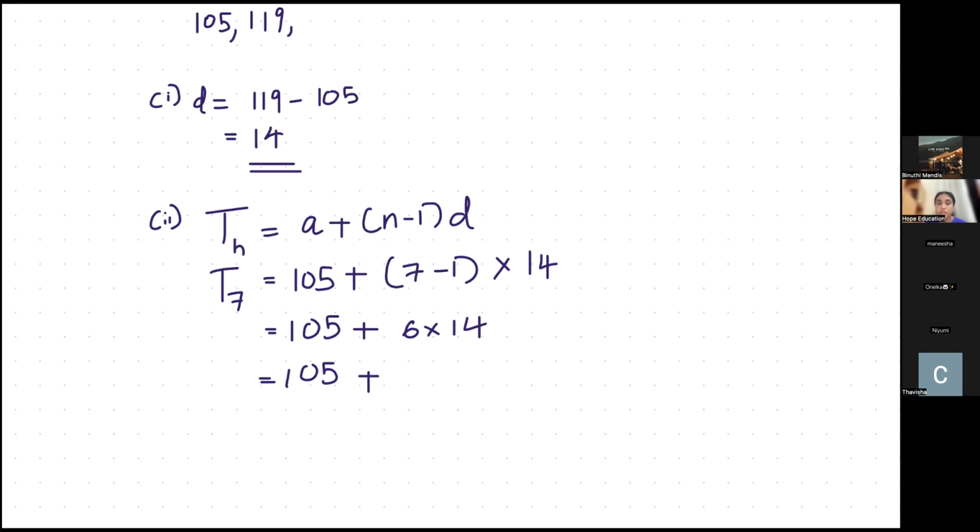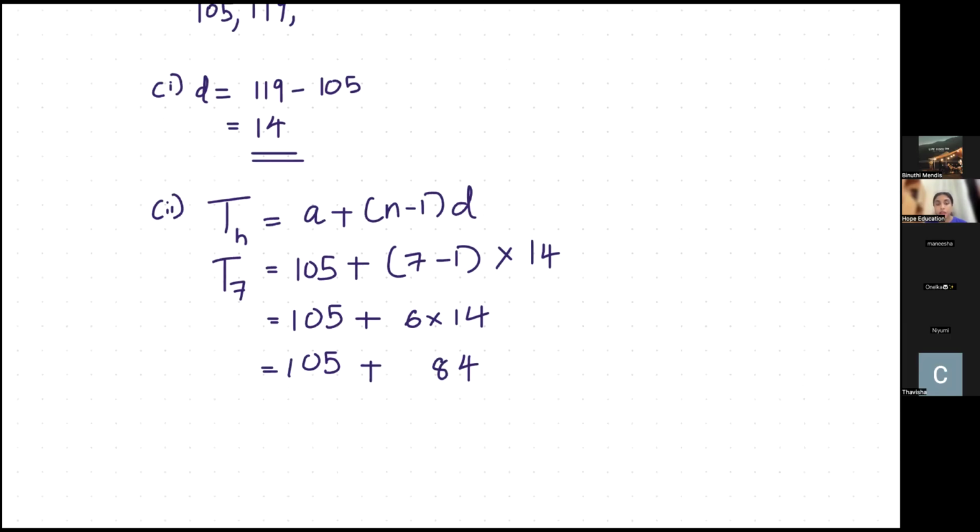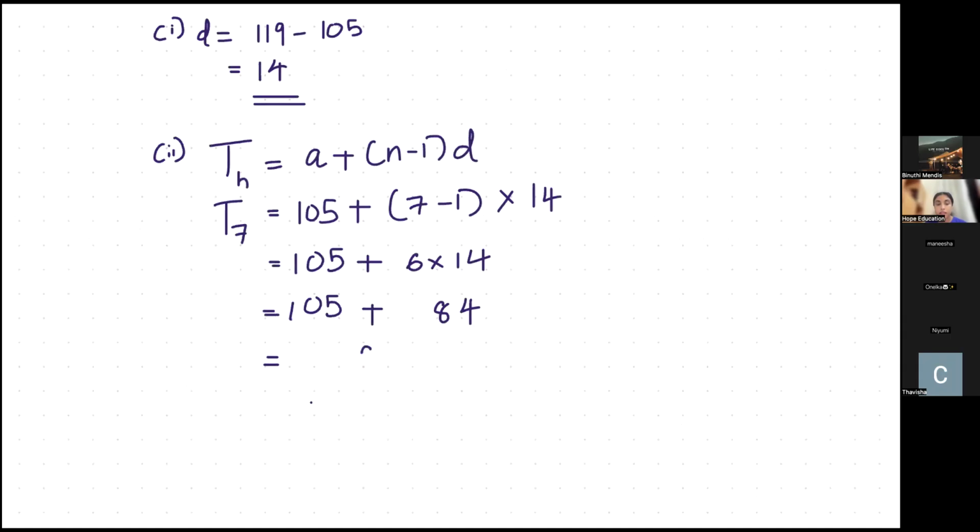Six times 4 is 24, 2 remaining, 6 times 1 is 6, plus 2 is 8, so 84. So we get 5 plus 4 is 9, 10 plus 8 is 189 minutes. Did you all get this? Did you all get 189 minutes? Okay, great. Good.